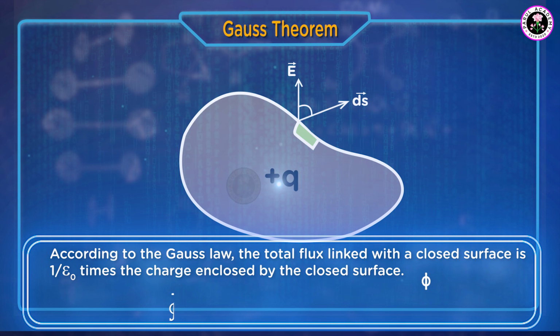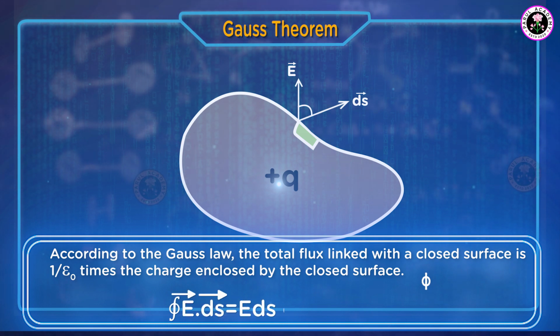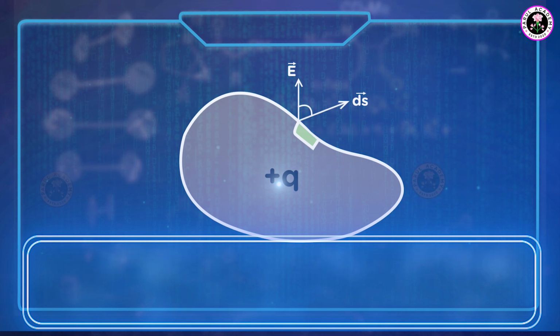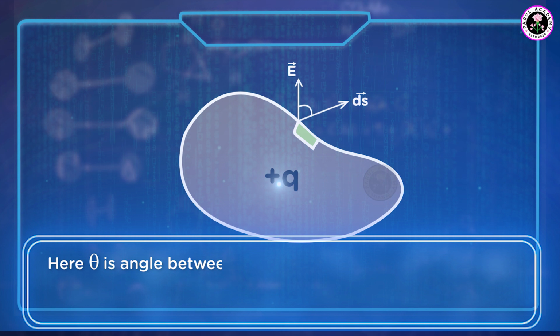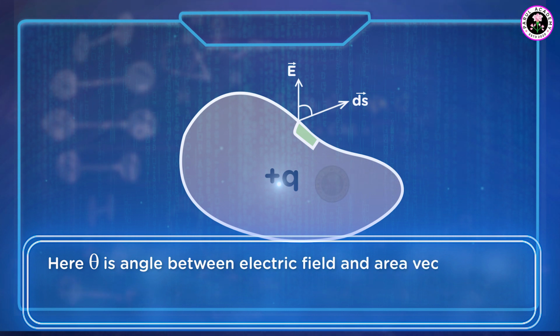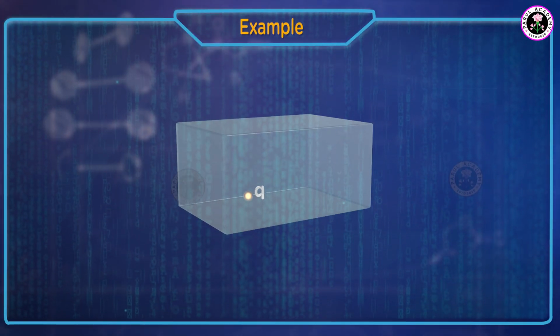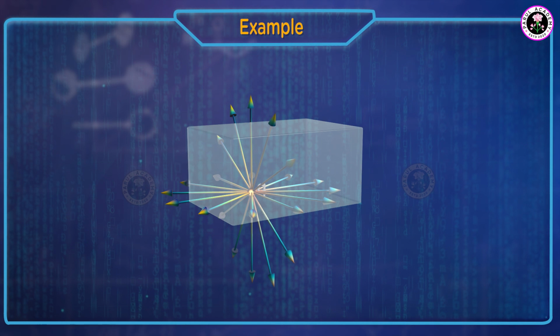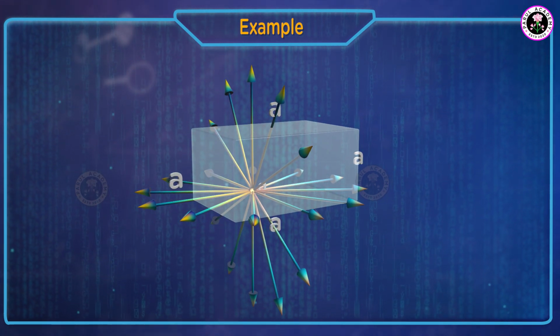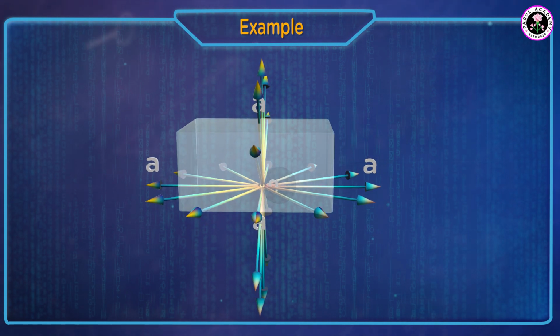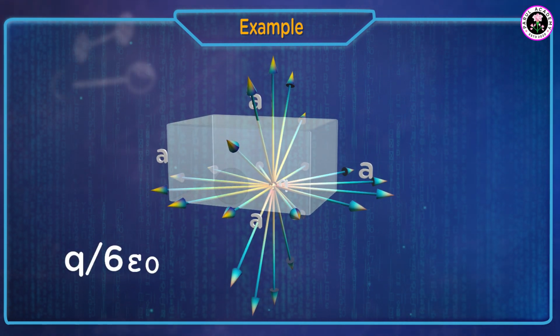Closed surface integration of E vector dot ds vector equals E ds cos theta, and that is equal to Q by epsilon naught. Here theta is the angle between the electric field and the area vector, which is perpendicular to the plane, outward. For example, a point charge Q is placed inside a cube of edge A. Now, as per Gauss law, the flux through each face of the cube is Q by 6 epsilon naught.